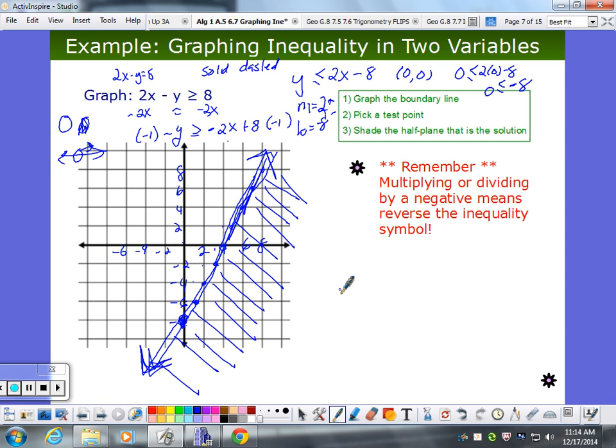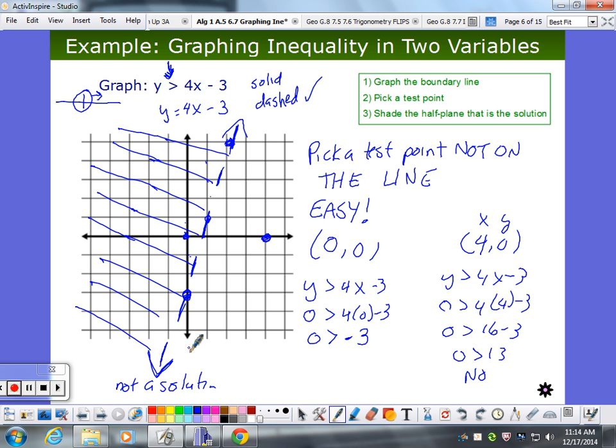On the last one, we did dotted lines. Why did I do dotted lines on this one? This was greater than, so the points on the line are not part of the solution. They're up here only. So this point here that's on the line, 2, 5, you plug it in, you get 5 bigger than 4 times 2 minus 3, 5 bigger than 8 minus 3, 5 bigger than 5. True or false? False. So the points on the line are not part of the solution.